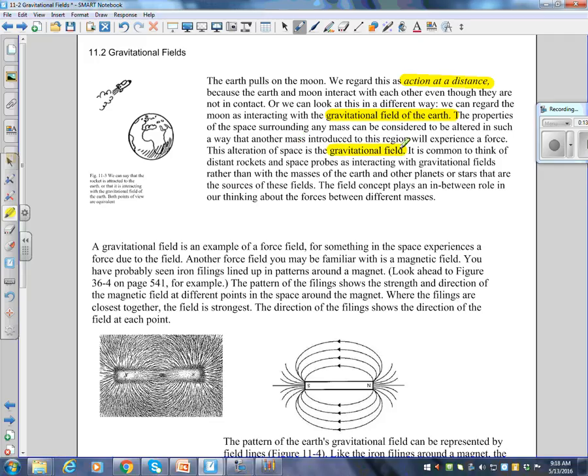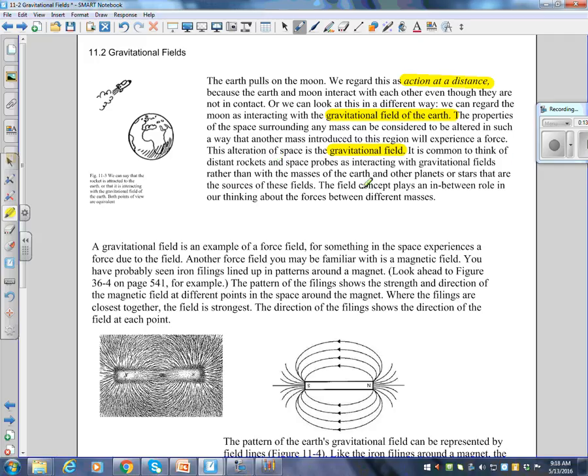You've probably seen pictures, kind of space pictures, where it looks like a funnel. There's lines to show that funneling, but they don't really exist. Like the lines don't exist, right? It's just sort of a model of how we describe it. It's common to think of distant rockets and space probes as interacting with gravitational fields rather than with the masses of the Earth and other planets or stars that are the source of these fields.